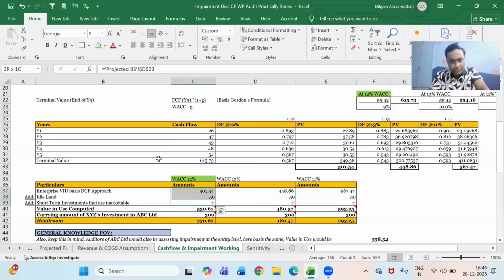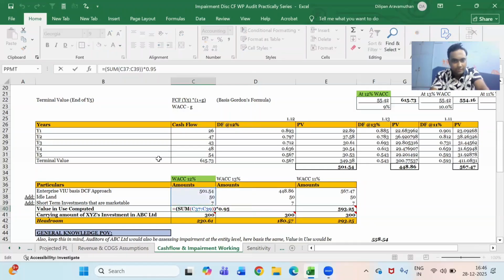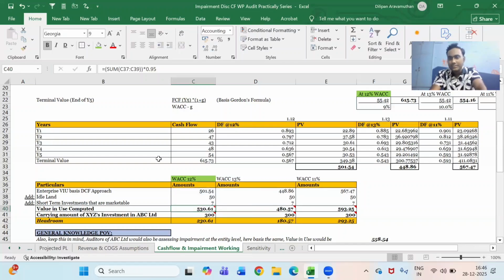If you add all this together, you get a number of 559, but we have a number of 530.61. So what is this, sir? This is mathematically inaccurate. There is some formula mistake. No, guys, there is no formula mistake. We have taken the correct formula. We have multiplied with 0.95. Why 0.95, sir? Just rewind a bit.